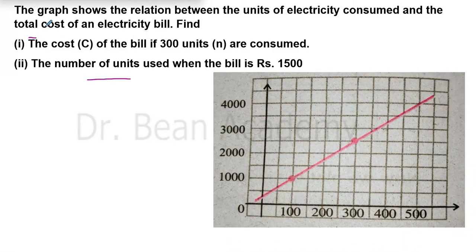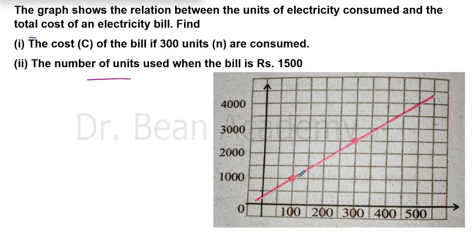Let's solve this question. The graph shows the relation between the units of electricity consumed and the total cost of an electricity bill. Find the cost of the bill if 300 units are consumed. First, I feel sorry that this is not a good graph.